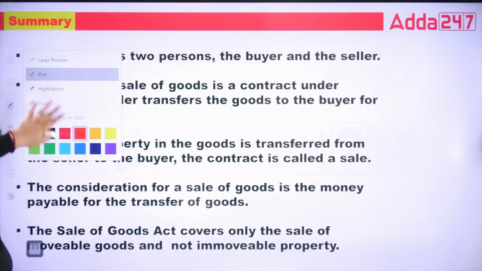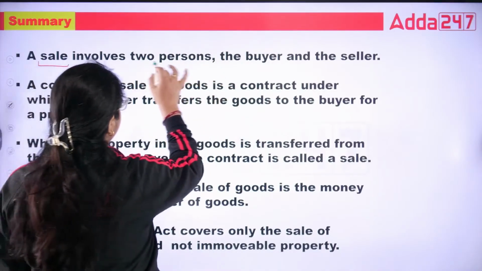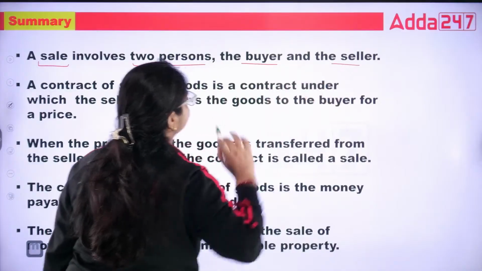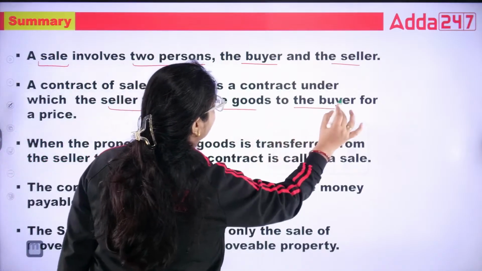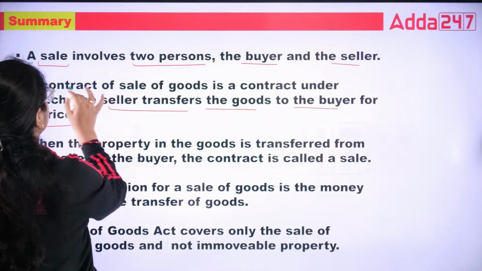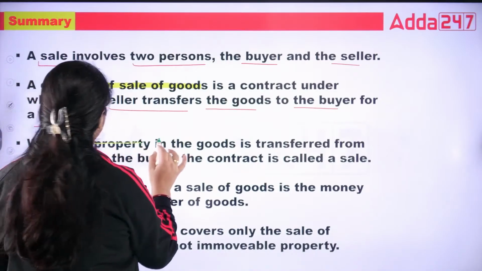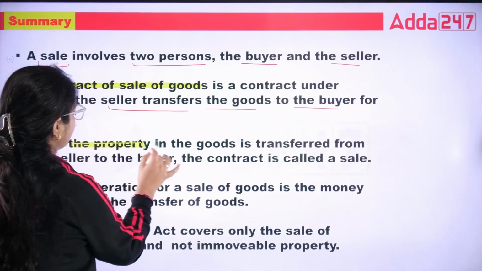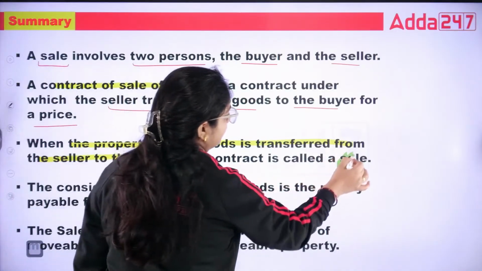Now class, let's move toward what is given in your Macmillan book. As we can see, the sale involves two persons, that is buyer and seller. In a contract of sale, the seller transfers the goods to the buyer for a particular price. When the property in the goods is transferred from seller to buyer, the contract is called sale. This is called sale.